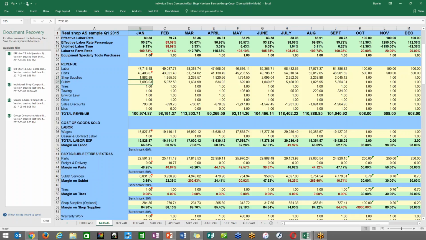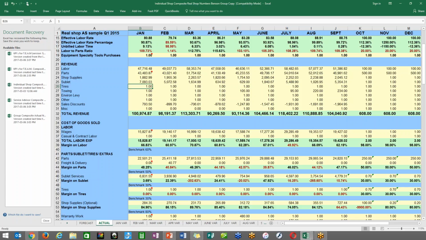Sublet, obviously the shop is doing a lot of sublets. That's a lot of money to do in sublet in one particular month. For some reason it was big that month. We look at some of the other months, and again, I don't want to get into the trending right now, because I want to cover that separately. But he did a lot of sublet that month.